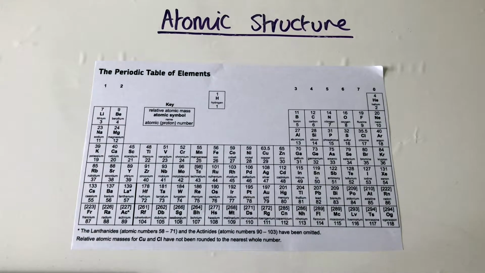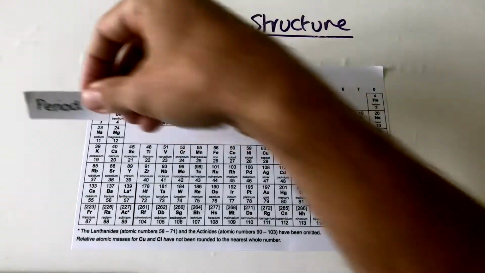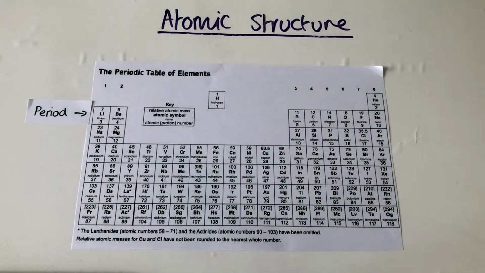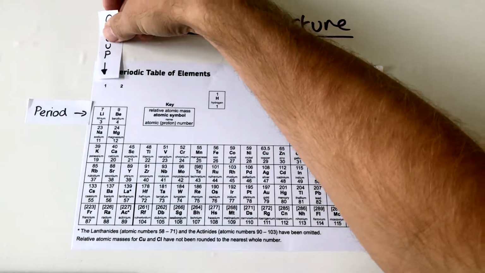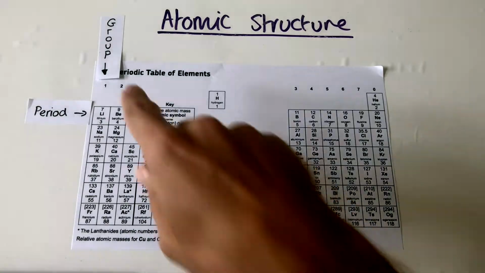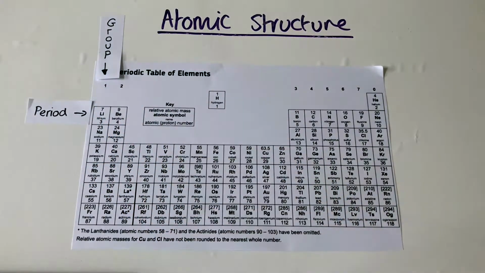Now, beyond just telling you the number of protons, neutrons and electrons an atom has, the periodic table has another couple of useful features. The two features are the rows, which are the periods, and the columns, which are the groups. These are incredibly useful, because these numbers tell you a little bit more about the structure of atoms.